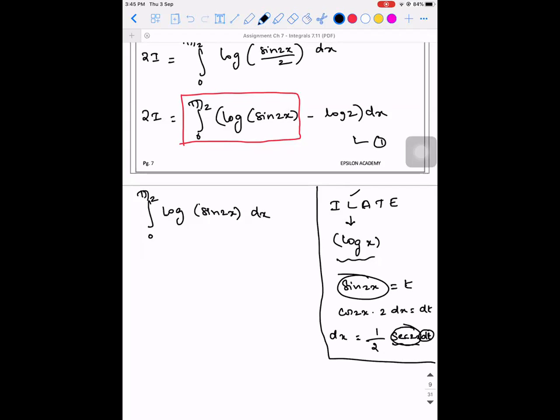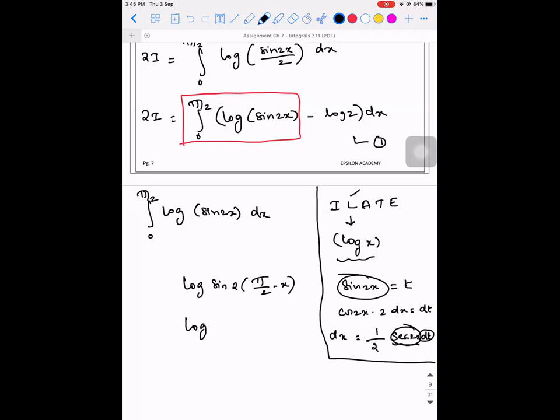Suppose if you want to use the same property, integral of 0 to a f of x dx, then it will be integral of 0 to a f of a minus x dx, right? If you do that, what will happen? It will become cos 2x. Will it? Let's check and see. So it will become log of sin 2 into, in the place of x, I'll substitute pi by 2 minus x, right? What will happen?